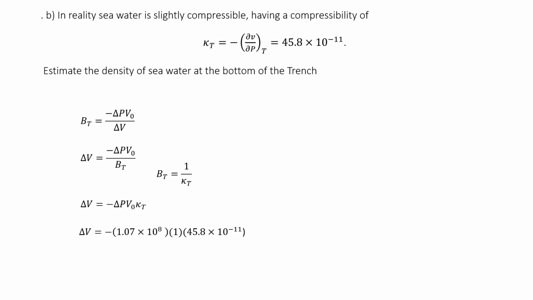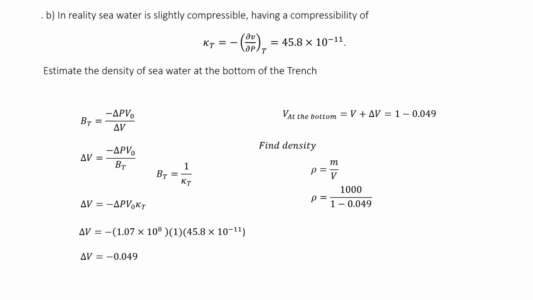And if we sub in our values, our change in pressure is the 1.07 times 10 to the 8 pascals that we got before. We get a change in volume of 0.049 meters cubed. Now, the volume at the bottom of the Marianas Trench is the same as the volume at the top, plus the change in the volume. So 1 minus 0.049. And so we can find our density, which is simply rho equals mass over volume.